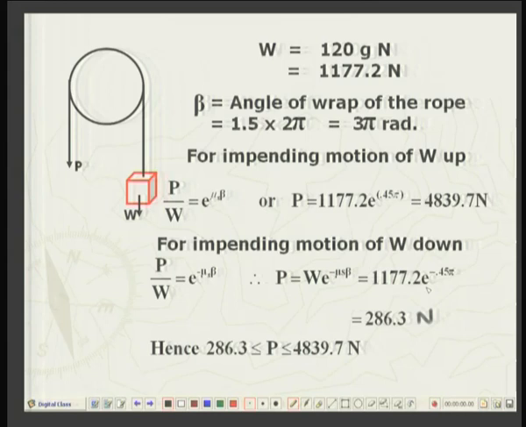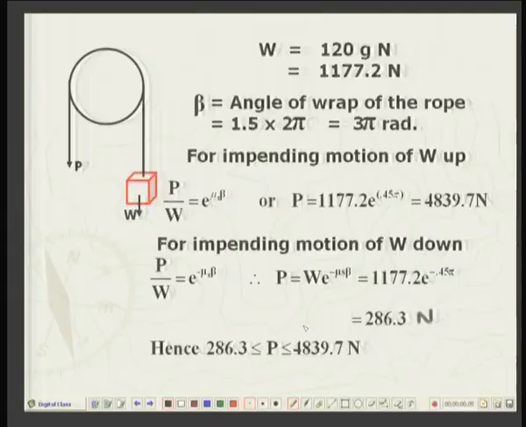Okay. So in these two extreme cases, once the mass is going up, the other time the mass is going down, the forces are 286.3 and 4839.7. So these are the two extreme cases. Any force in between the two, the weight will be neither moving up nor down, so the equilibrium of the weight will be maintained. Okay. So these are the limits of the forces.